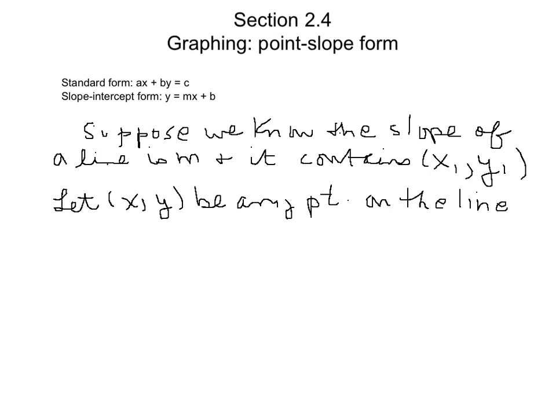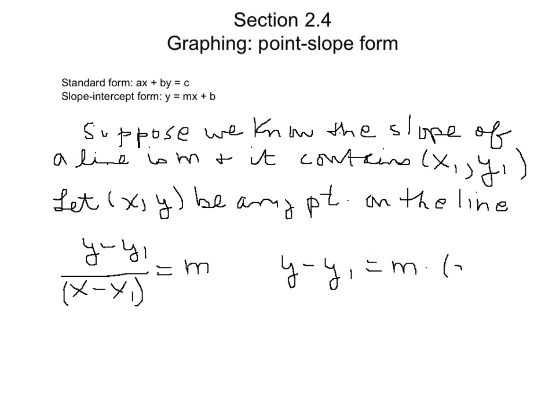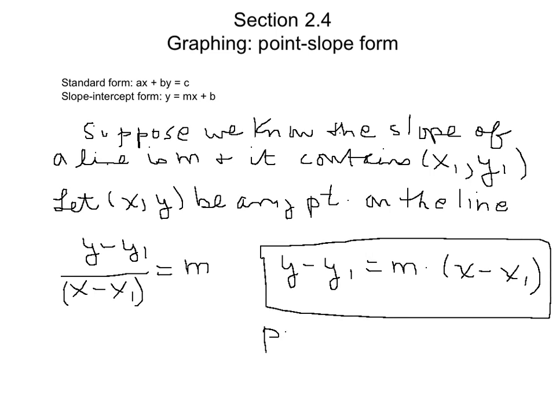Now we simply get the slope between xy and x1, y1, and that'll be y minus y1 over x minus x1, and that has to equal m. If I multiply both sides by x minus x1, what I get is y minus y1 is equal to m times x minus x1. And this, very quickly, is known as point-slope form. We can write it down immediately as long as we know a point, x1, y1, and we know the slope. And y and x are variables. That's what gives us the equation of the line.